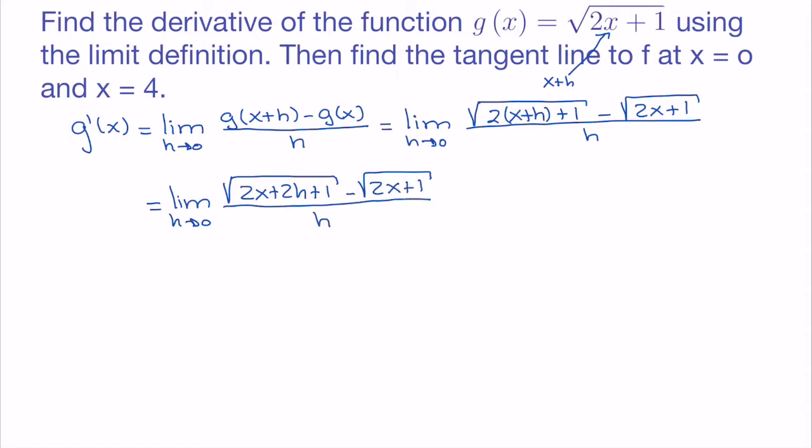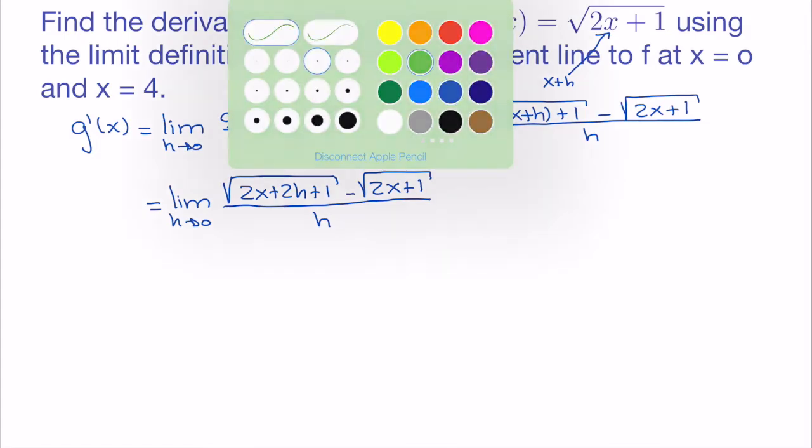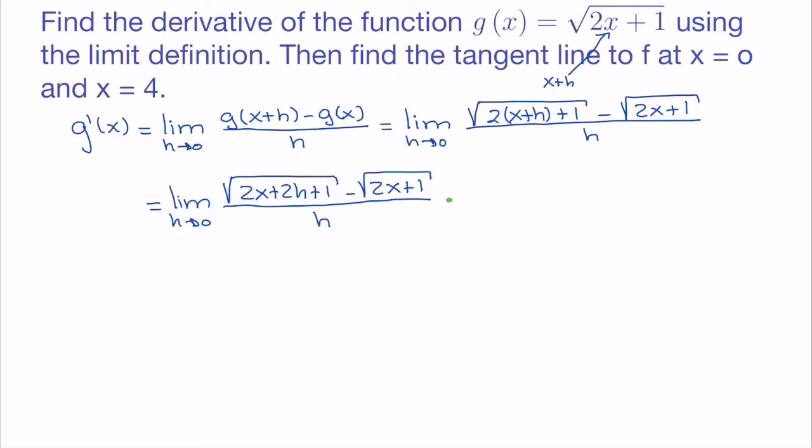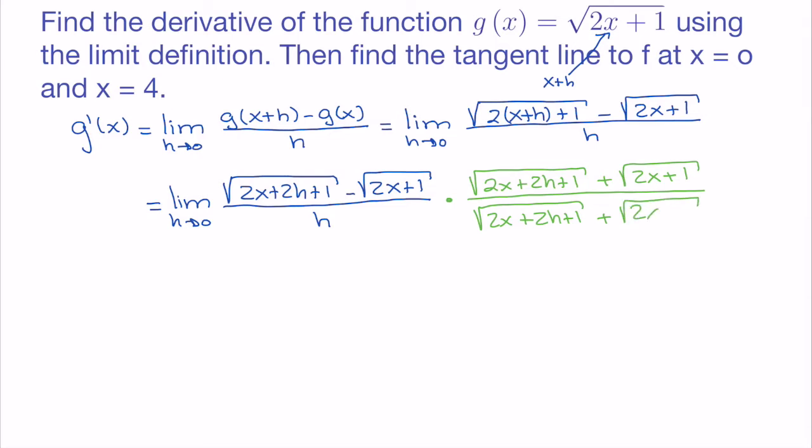all over h. And as you have seen before, every time we have two terms and at least one has a square root, the procedure is we go ahead and multiply and divide by the conjugate, which is the same two terms but with opposite signs. Plus 1 plus, so the same two terms. And we also have to divide by the same number: square root of 2x plus 2h plus 1 plus the square root of 2x plus 1.